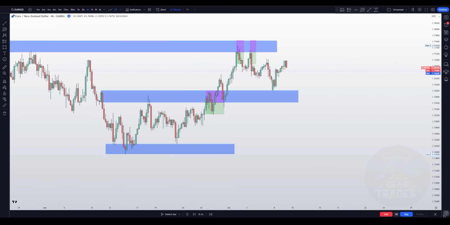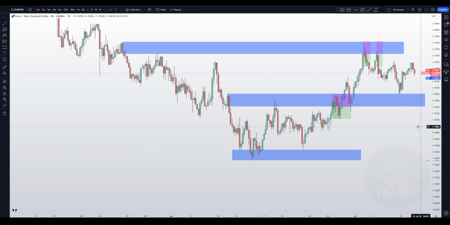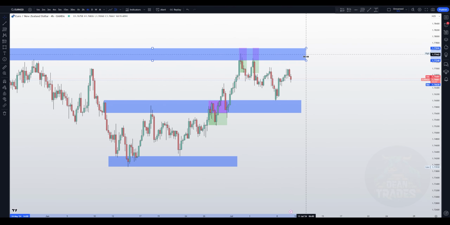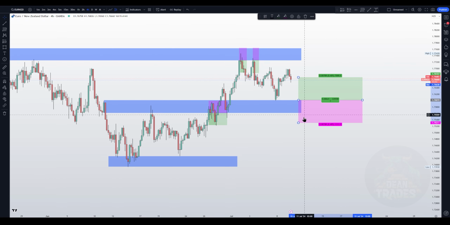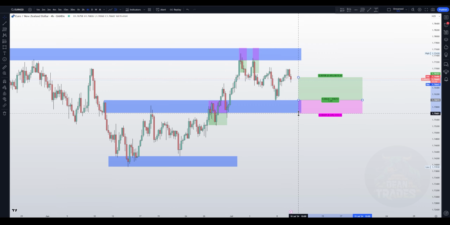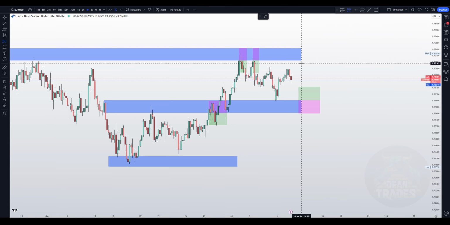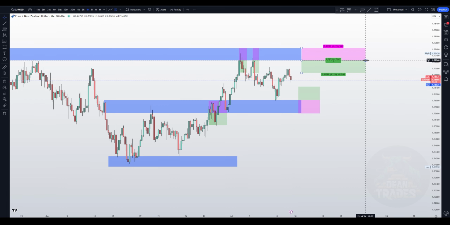Okay, I think we're at the end. So that's where things are now. Okay. So if this comes down, we'd be looking again like this for a 1-to-1, and the same again for up here. Okay, and that's as simple as it gets. It's just using these zones to your advantage.